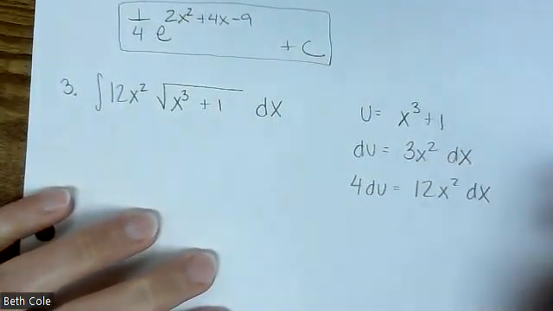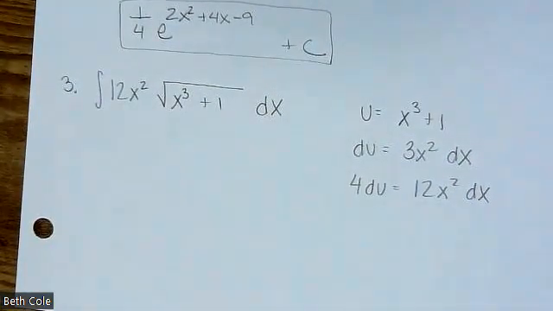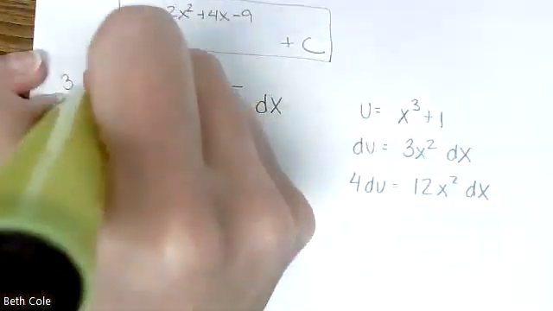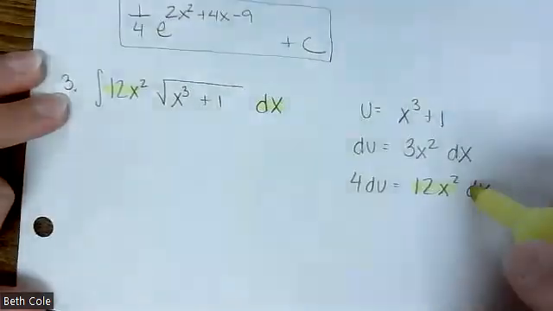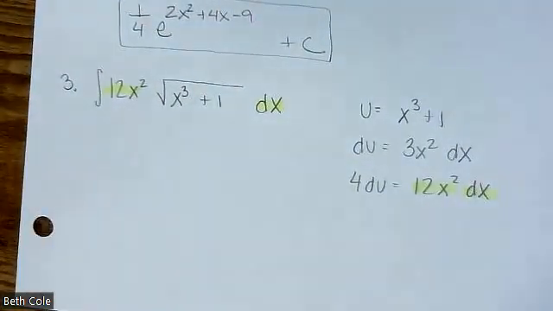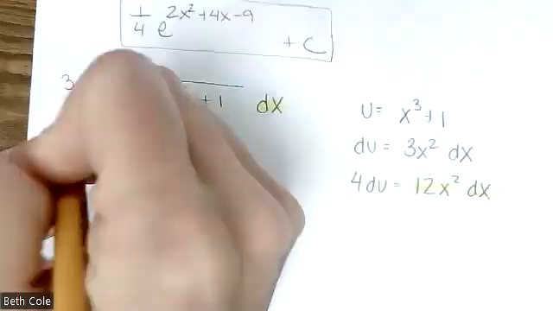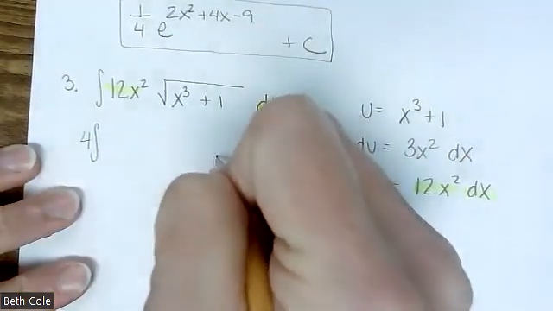To be really honest, sometimes when there's not an adjustment, like sometimes it's just there and you don't have to do an adjustment, that actually throws people off. They're like, wait, you just don't put a number out front. You could put a 1 if that makes you feel better. All right, if you want to highlight, we are substituting for 12x squared dx. And in its place, we're putting 4 du.